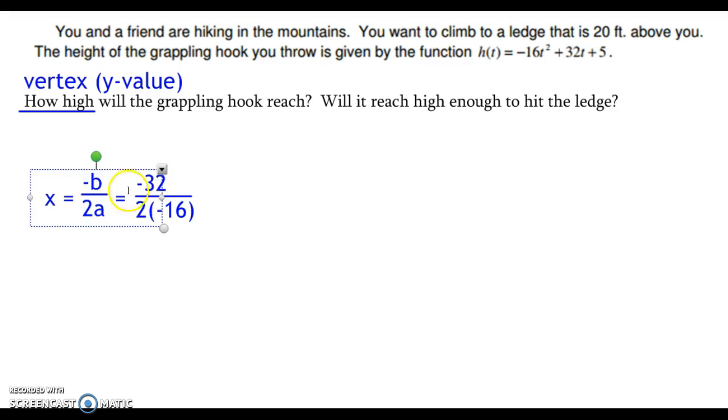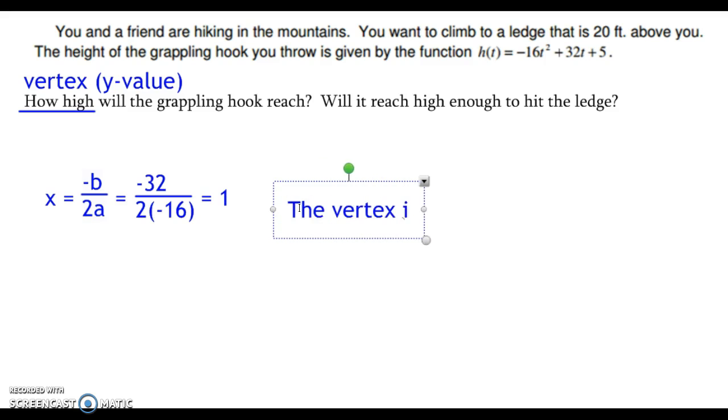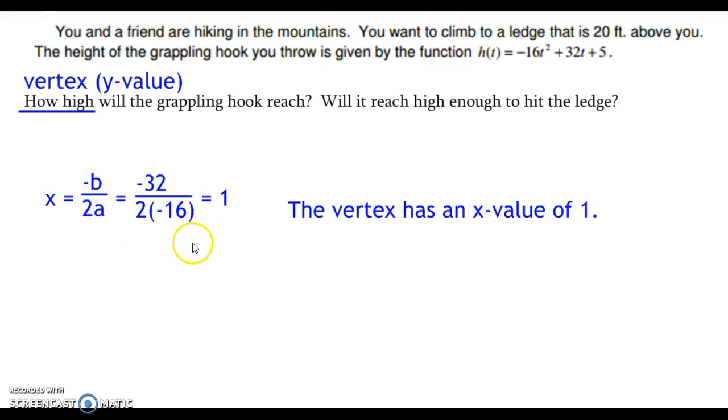Anyway, so what we can do now is try to solve this fraction that we have here. And it's actually fairly straightforward because negative 32 divided by negative 32 should just be equal to 1. So keep in mind we haven't found the answer yet. All we've found so far is the x value. So we have the x value of the vertex. The vertex has an x value of 1.